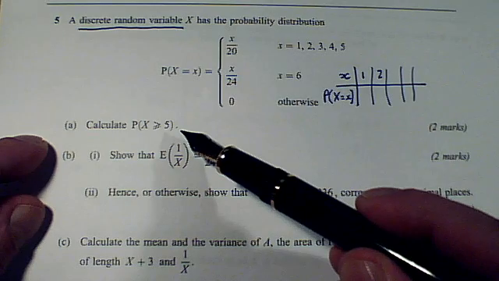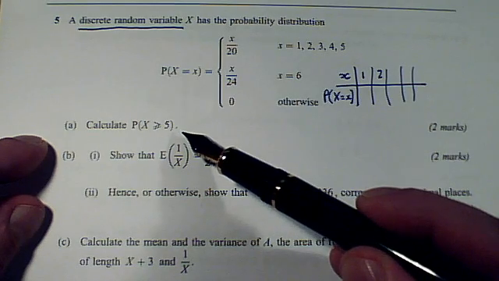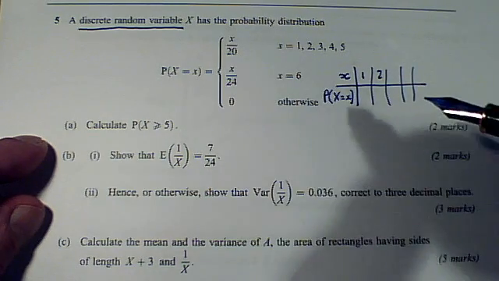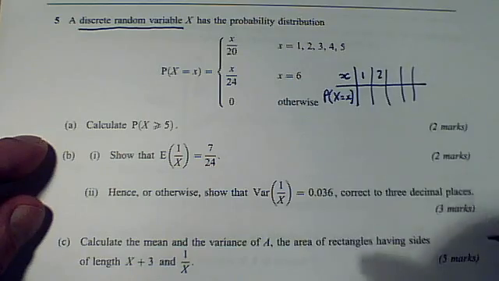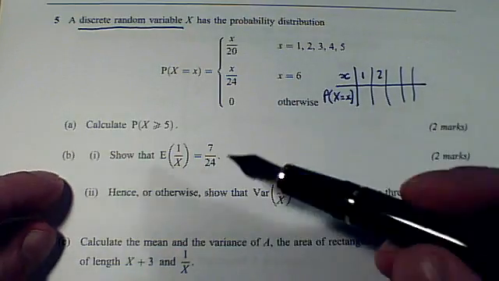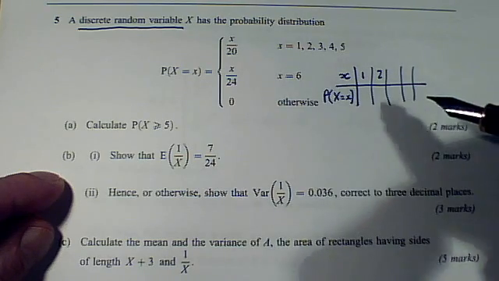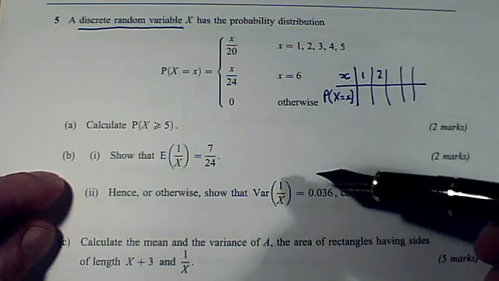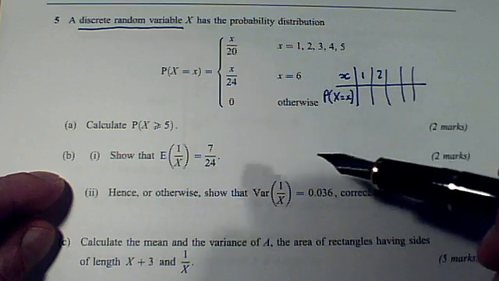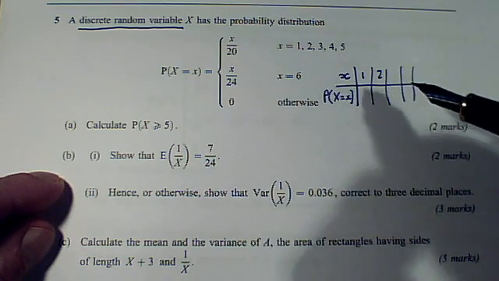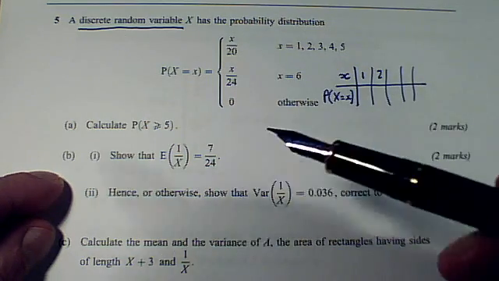So then in part A we need the probability of being greater than or equal to 5, so you just need to total up the relevant probabilities. Then we're on to the expectation and variance, not of x, but 1 over x. So there's absolutely no need to find the expectation and variance of x.